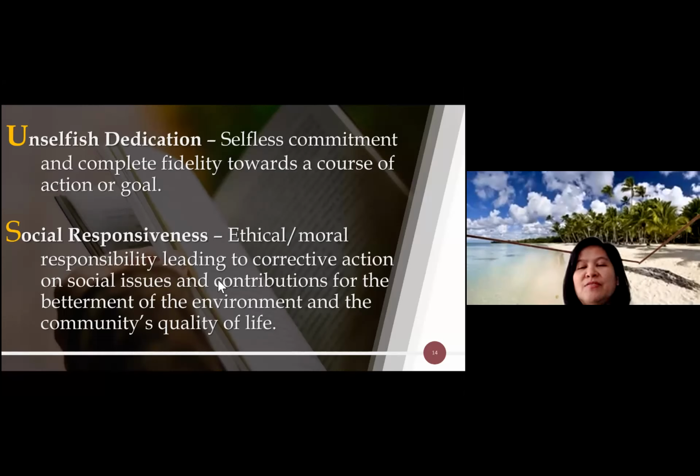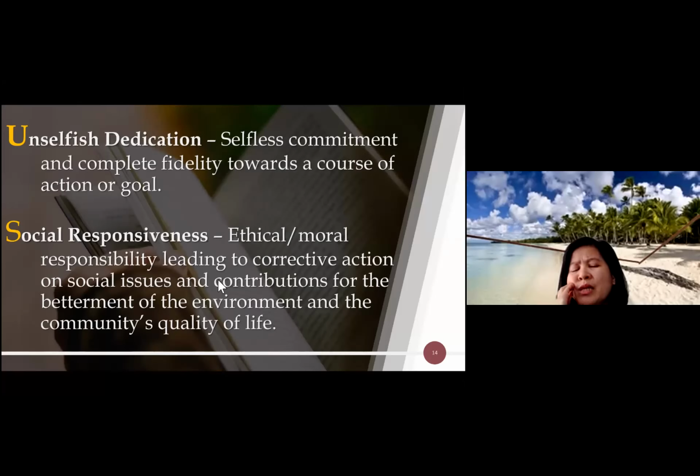Next is social responsiveness. This is ethical, moral responsibility, leading to corrective action on social issues and contributions for the betterment of the environment and the community's quality of life. So as you know, USTP has been reaching out and sharing its resources and its expertise to other institutions. One example is, I know CiTL has shared its expertise to other universities. That's just one example. And our extension office is also very active in going to other universities and communities, and sharing what they can in terms of expertise and resources.